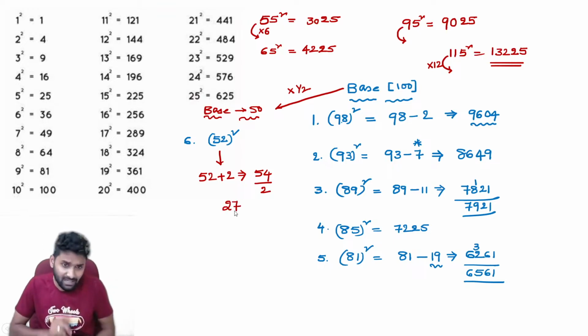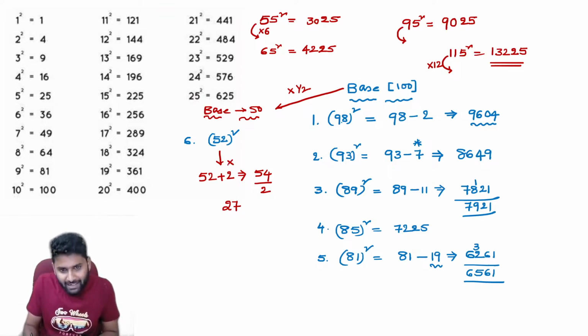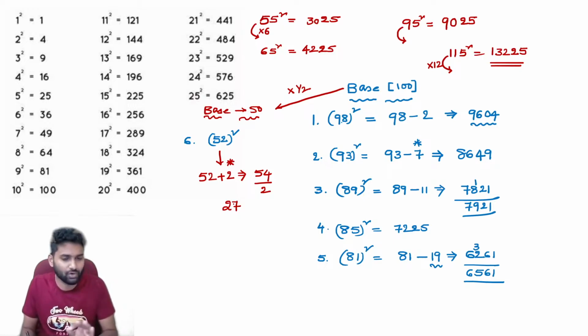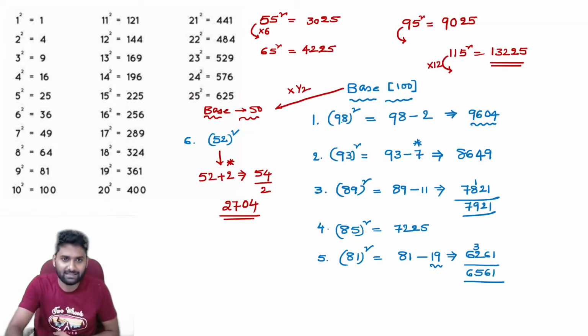Is it clear? As step number 1, we are changing the base to 50. Now 52 is more than 50 by 2 units, and those 2 units you have to add to 52. Now 52 plus 2 is equal to 54. According to the base change, we have to divide by 2. If 54 is divided by 2, the value becomes 27. Now, we are adding 2. The square of 2 is exactly equal to 4. You have to write it as 2 digits. That's why the answer is 2704. Guys, is it clear?